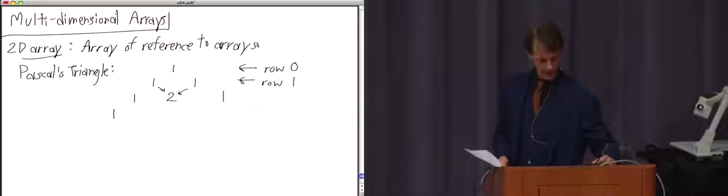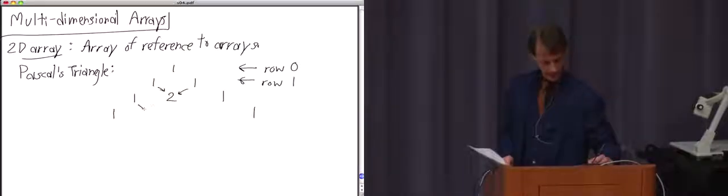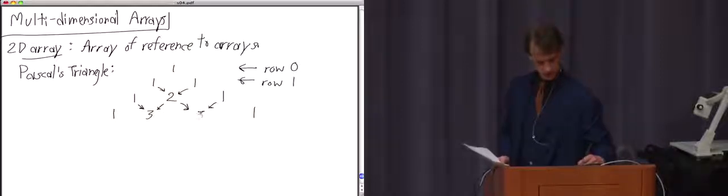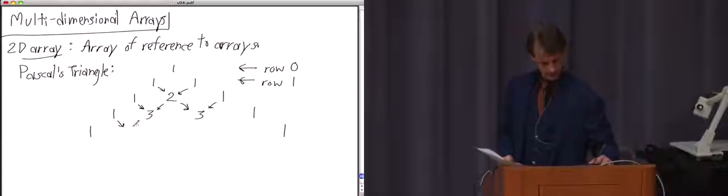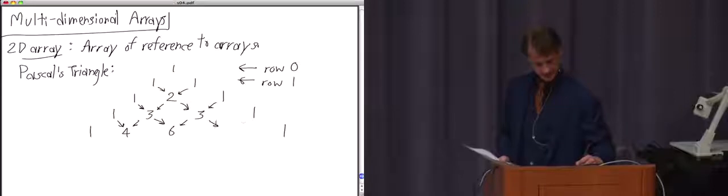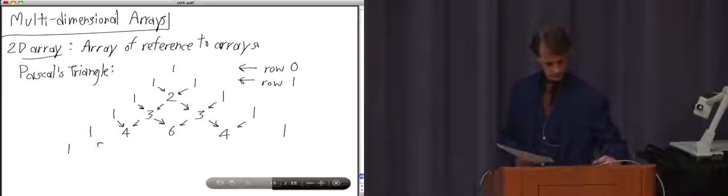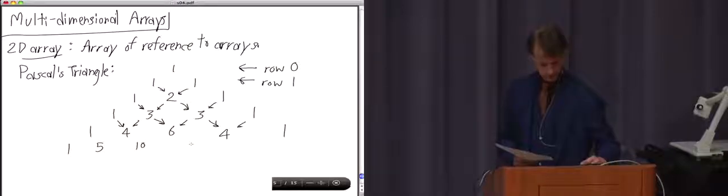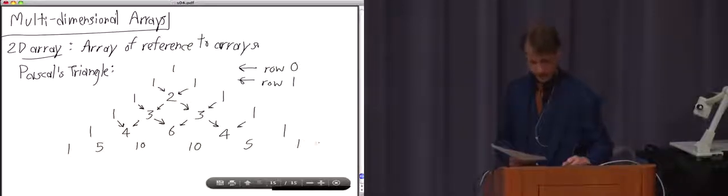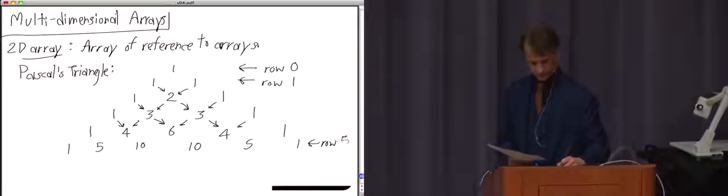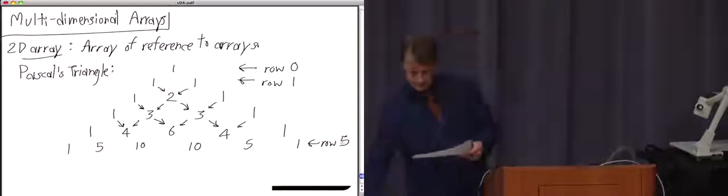The next row, I'll have 1s on the outside. I'll add 1 plus 2 to get 3. I'll add 2 plus 1 to get 3. The next row, I'll have 1s on the outside. I'll add 1 plus 3 to get 4. I'll add 3 plus 3 to get 6. 3 plus 1 to get 4. And so on. So here's row 5, just so that we've got enough for some intellectual usefulness.